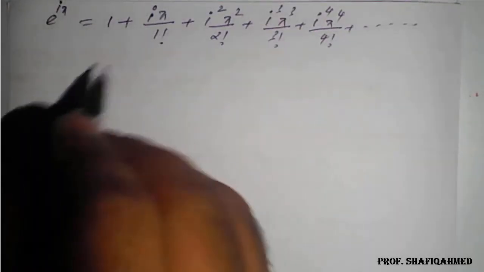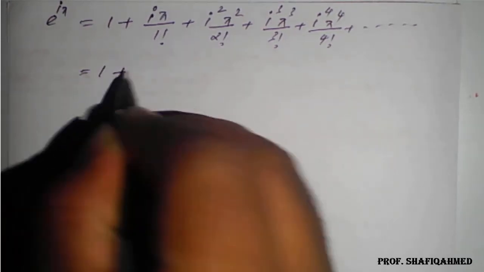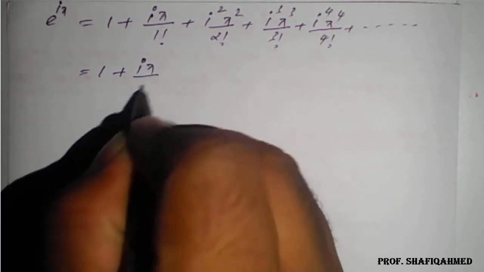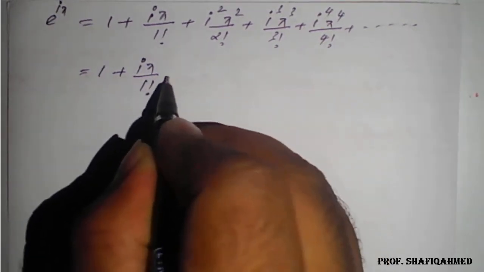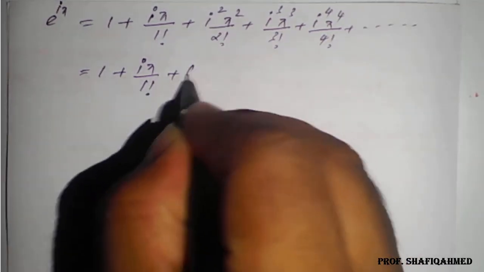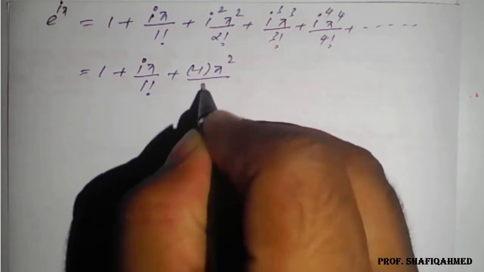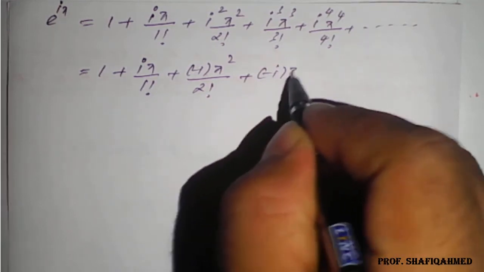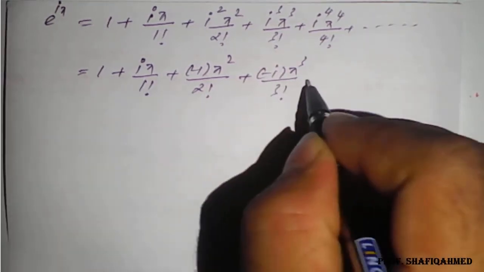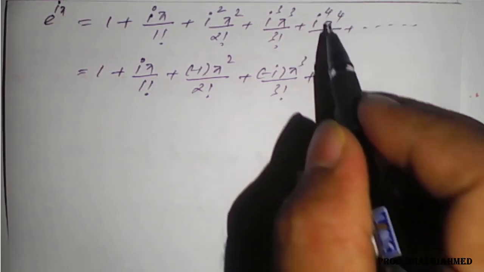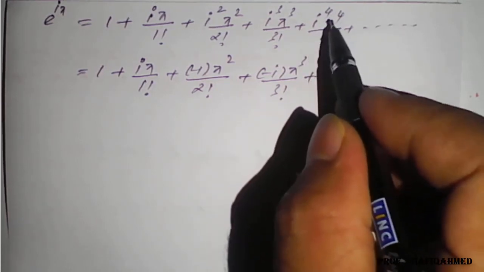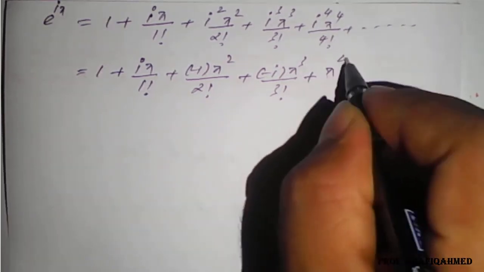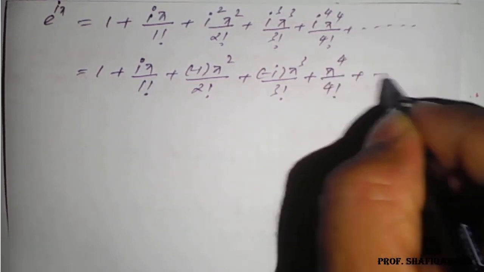So we'll see now the simplification of this. We can't make any changes in the 1 plus, so it will be ix upon 1 factorial. So i plus i square we make as minus 1 into x square divided by 2 factorial, plus i cube we write as minus i into x cube divided by 3 factorial, plus i raised to 4 we can make as i square into i square, which is minus 1 times minus 1, minus minus plus, so it is only x raised to 4 upon 4 factorial, plus so on.